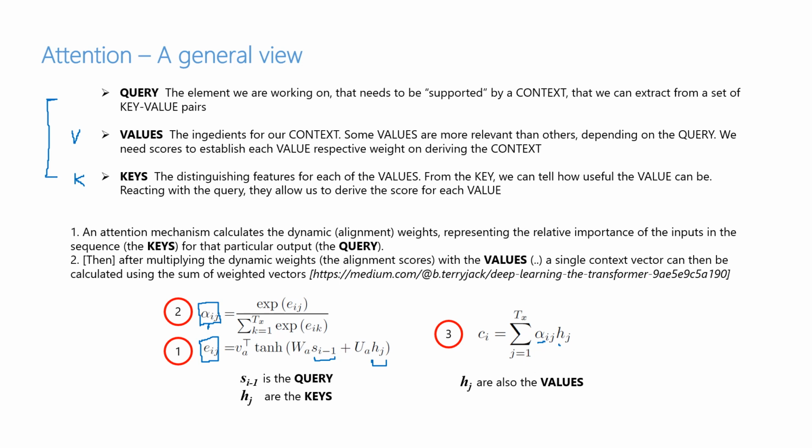And again, we have Hj here, so that in the model we saw the values and the keys are the same vectors. And we can look at this as a particular case. In this case, values and keys were the same, but in a general understanding, in a general acception of attention, keys and values may differ.